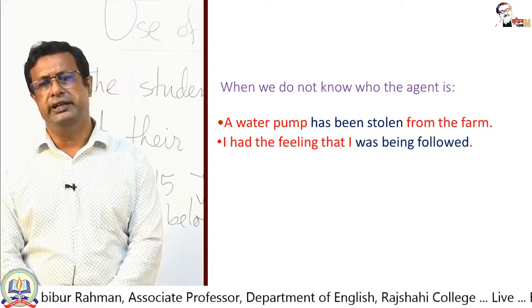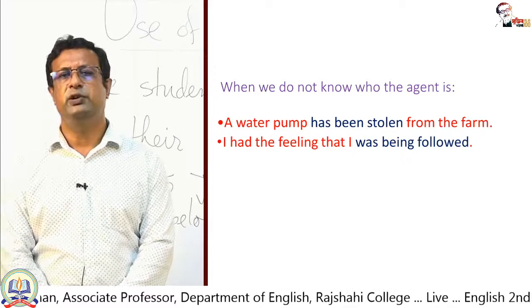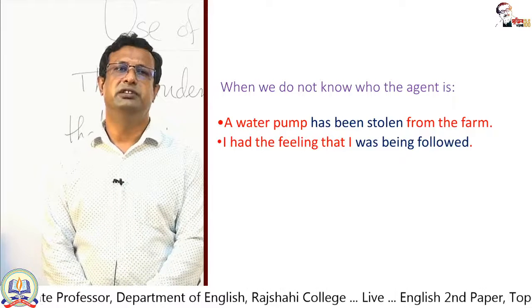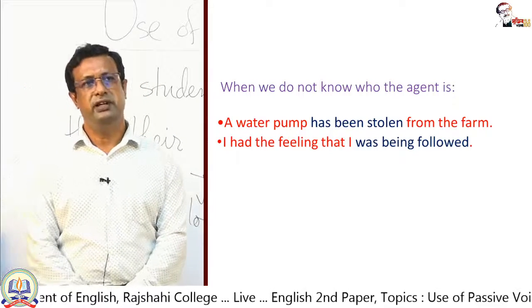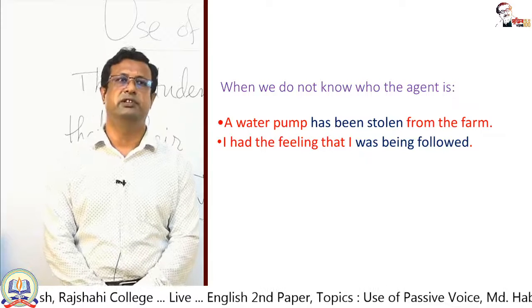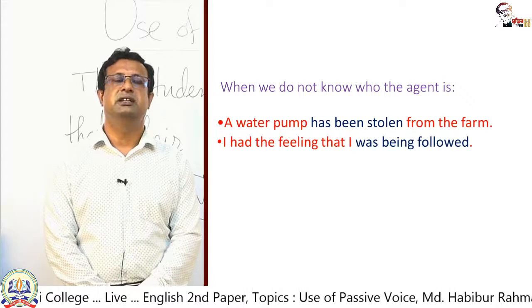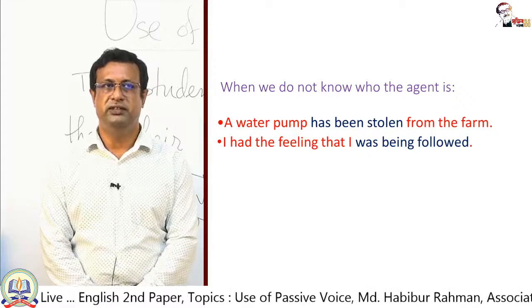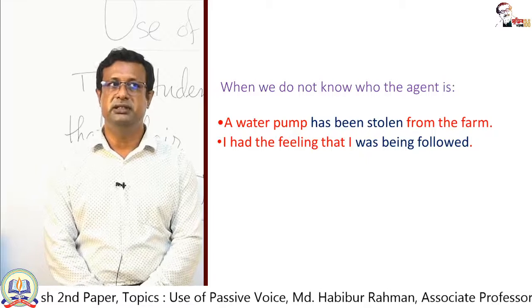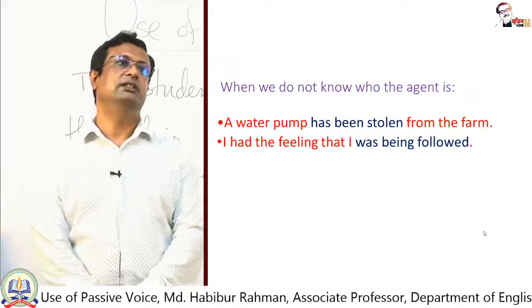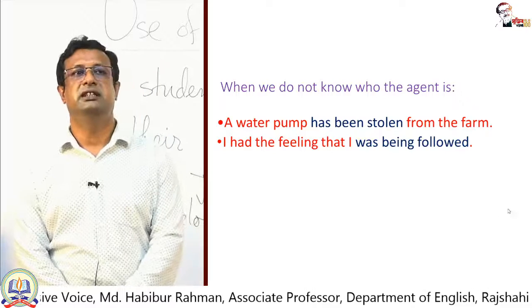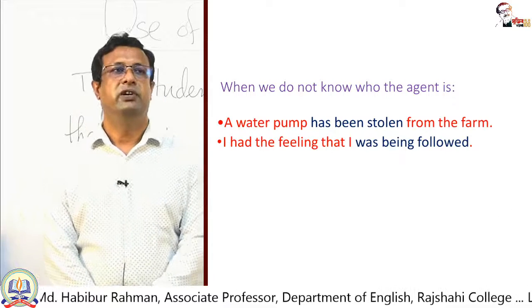I felt that someone was following me, but I could not see him. Anyway, I could not see him, but I felt that someone was following me. That is why he cannot be mentioned. The follower cannot be mentioned. That is why he is not used here, he is not mentioned here. I had the feeling that I was being followed.